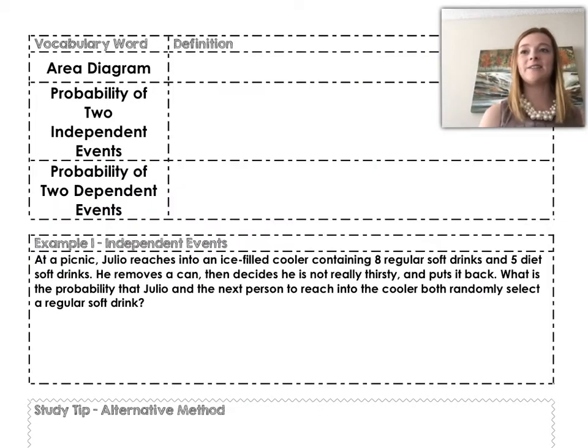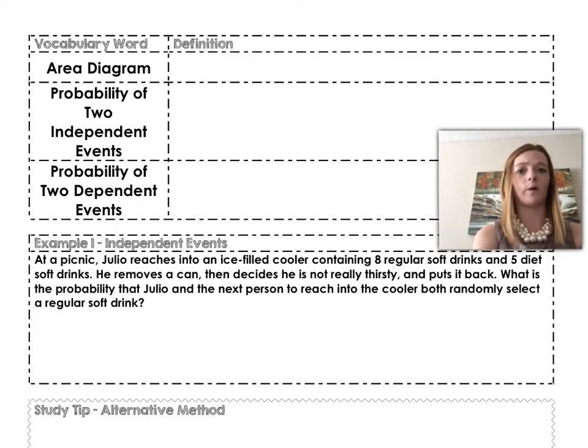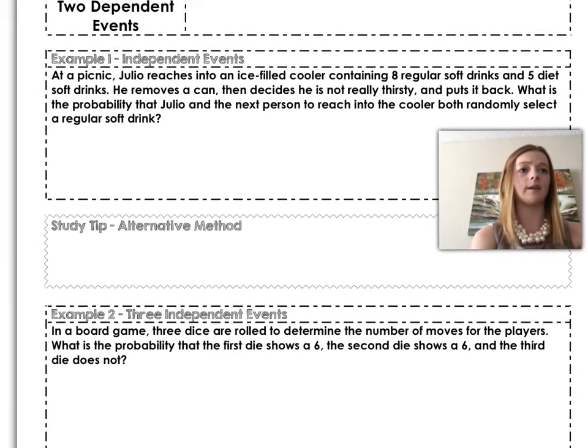All right, so we're now taking a look at 12.4, where we'll be finding the probability of 2 independent and 2 dependent events, okay? So the very first one that we're going to take a look at is example 1, and let me scroll down a little bit here.